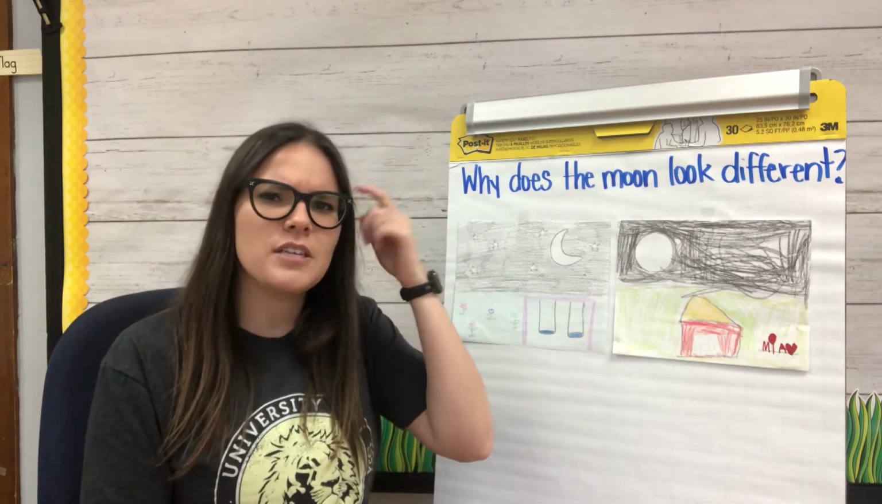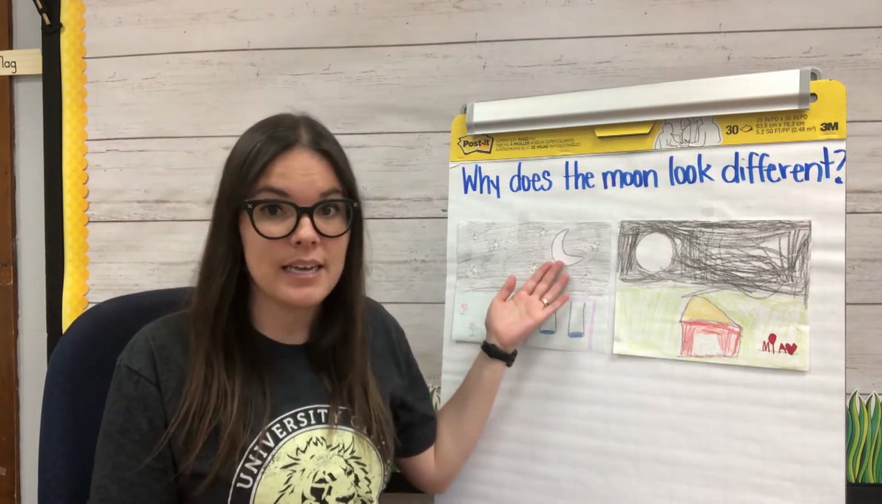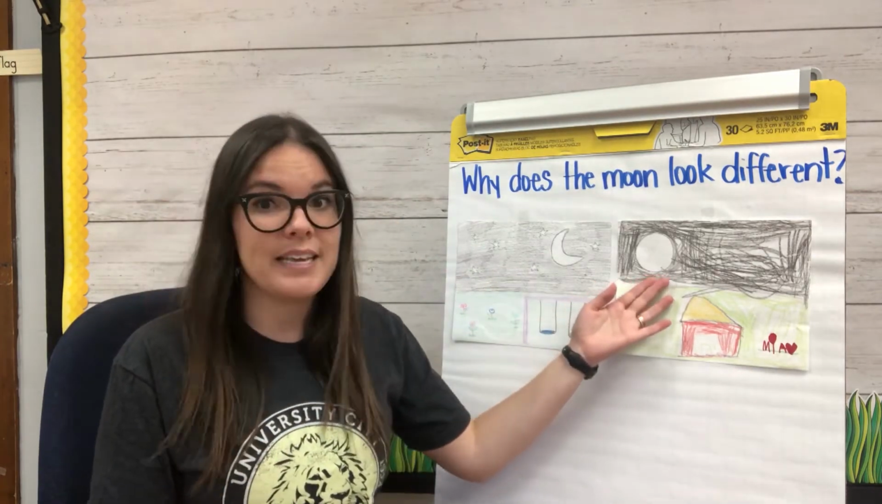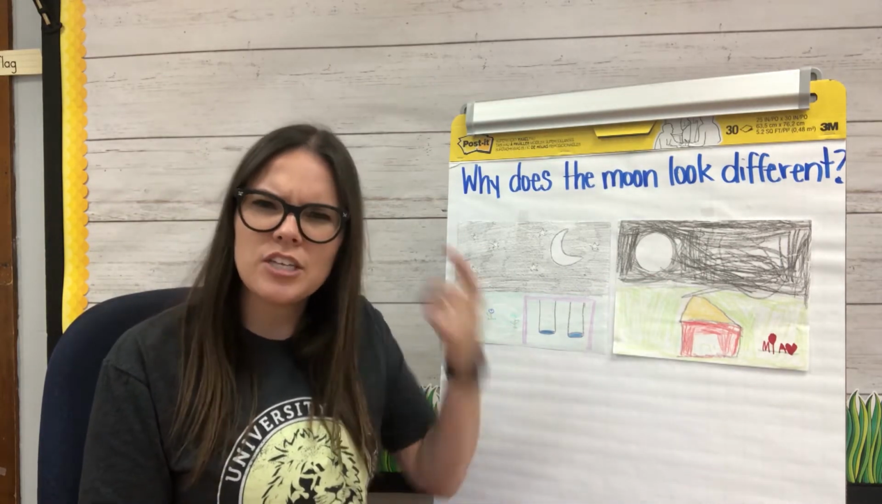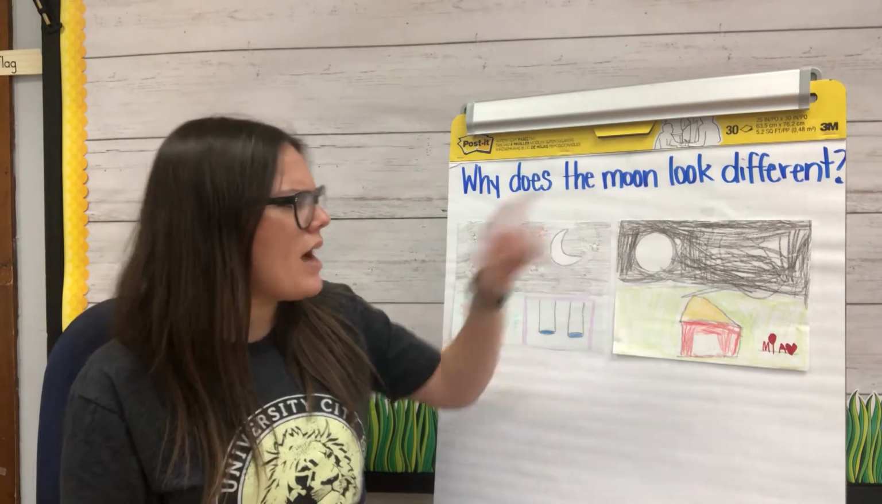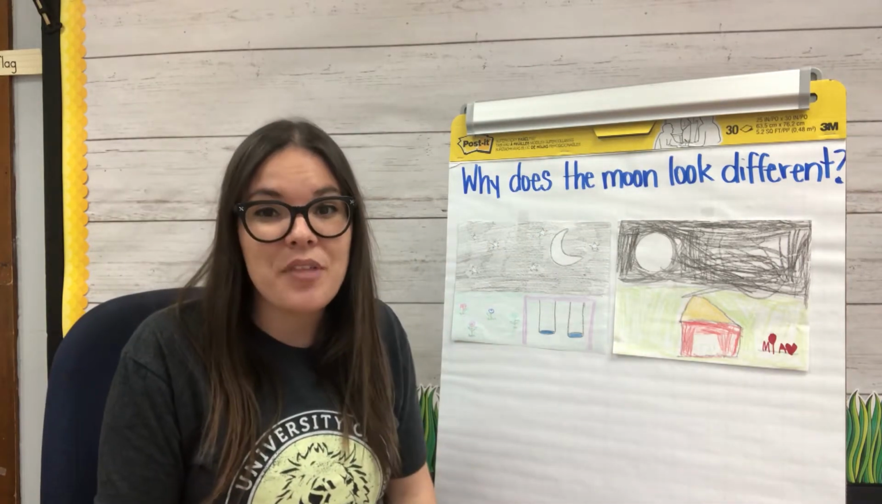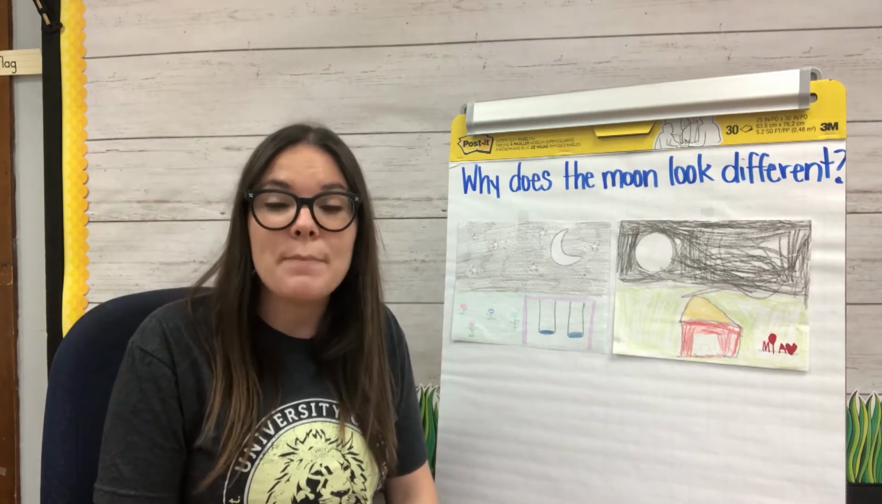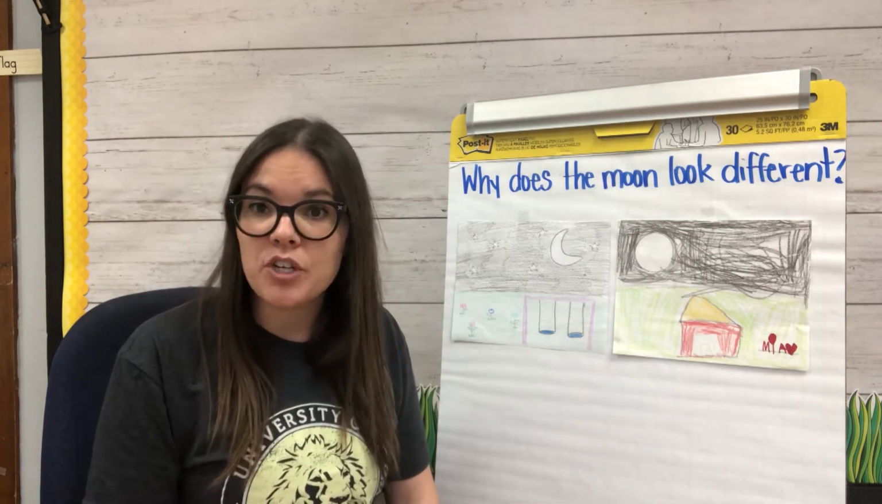So then I started to think, that is so true. Sometimes I see the moon like this, sometimes I see the moon like this, and sometimes I don't see the moon at all. So then I started to ask myself, why does the moon look different on different days? And we're going to explore that today and find out what pattern the moon makes and why we see the moon in different shapes like this.